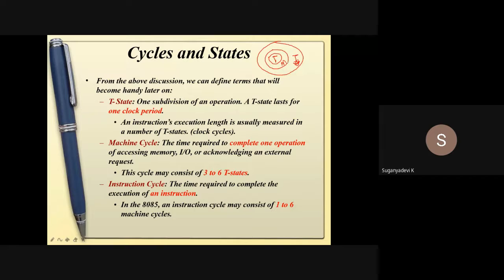This is 3 states or 6 states. This is 3 to 6 or 1 to 6 machine cycles. Instruction cycle comprises many machine cycles. Machine cycle comprises many T states. T state is nothing but one clock period. Simple. So this is the relation between timing state, machine state, and instruction cycle state, right?